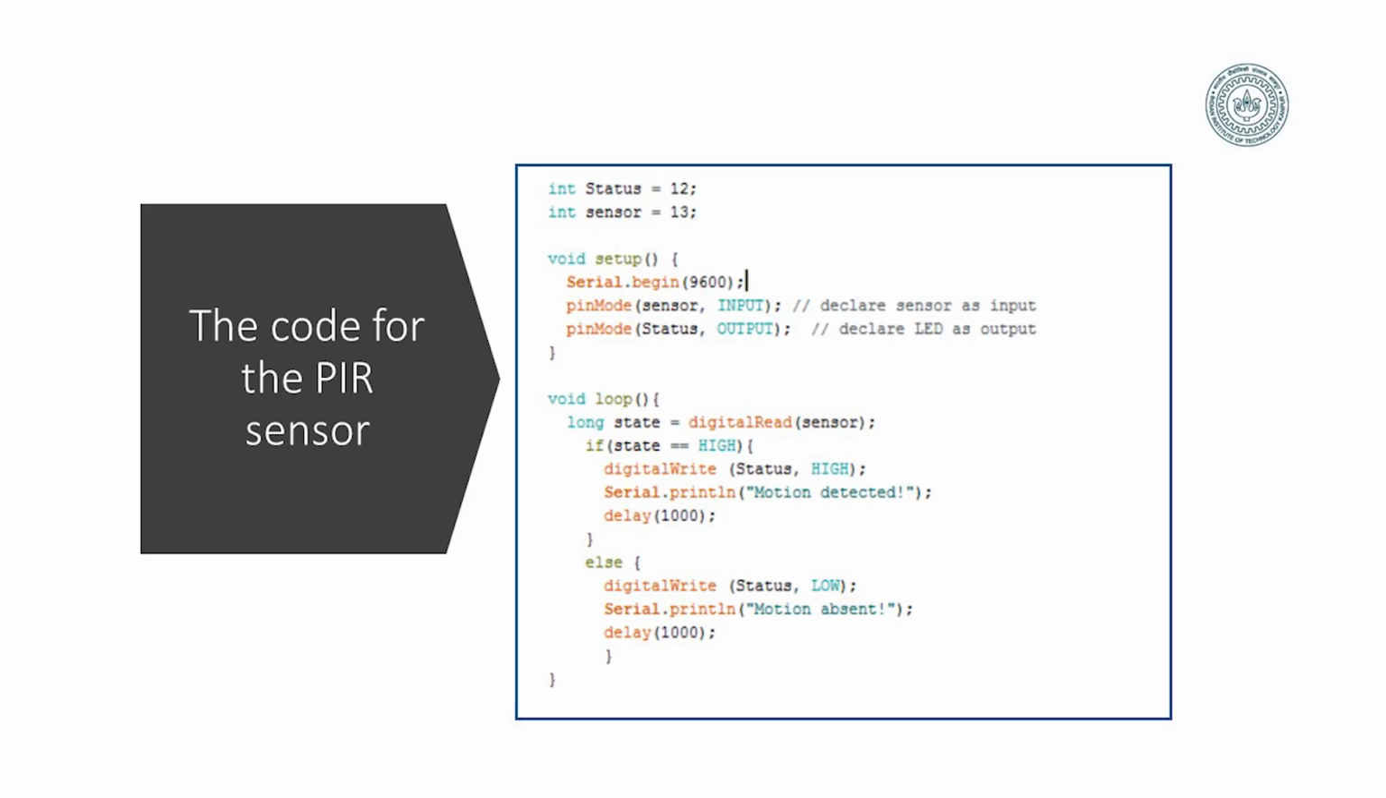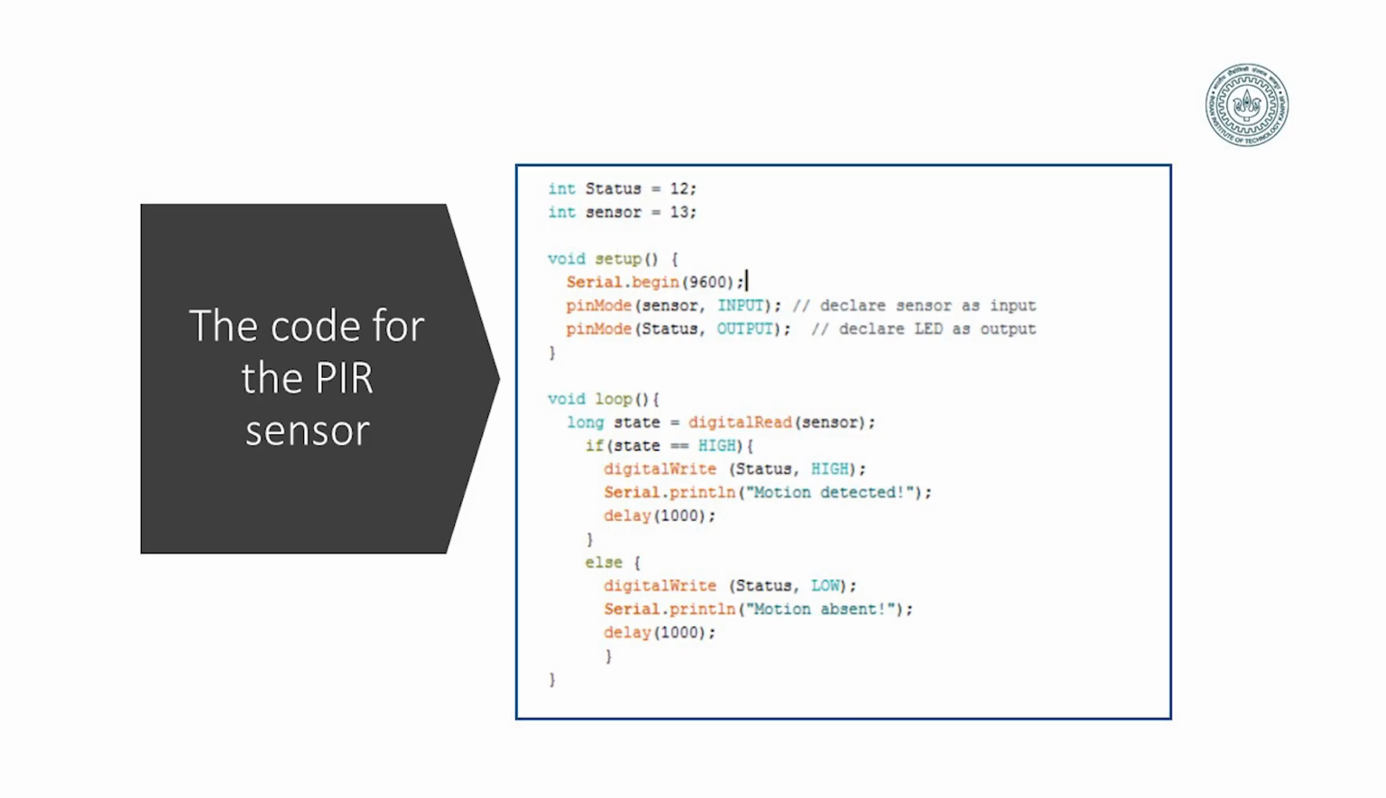If there is motion, then it is red and it glows, and if there is no motion, it does not glow. Then you have a function which runs in a loop, so it is constantly going to check. It is going to read the sensor output and take that as input, and if this is high, then it is going to write high to this variable status. And then it is going to print out motion detected in the output monitor of your Arduino IDE, and then it is going to wait for 1000 milliseconds.